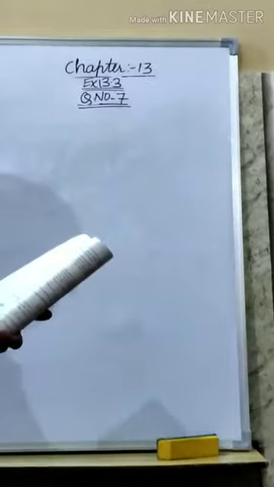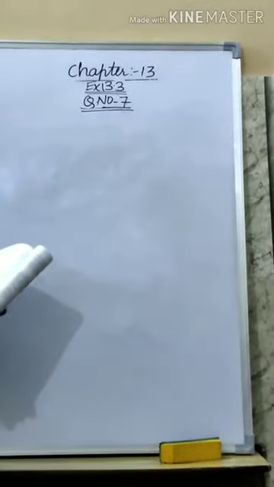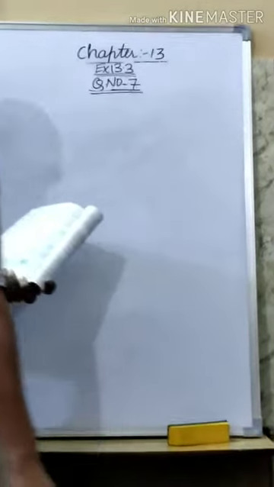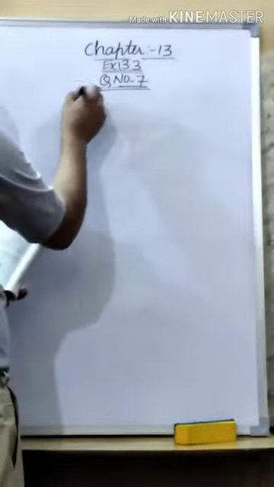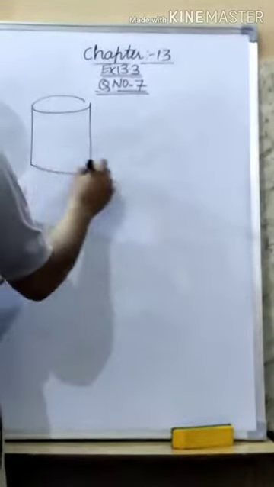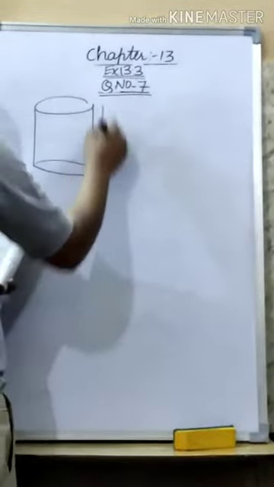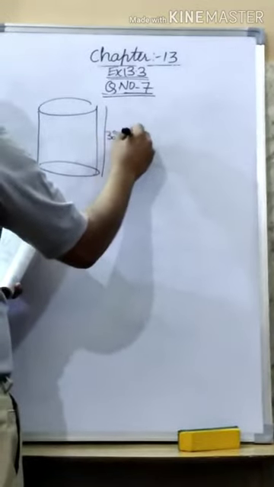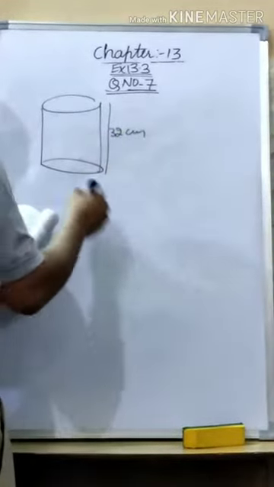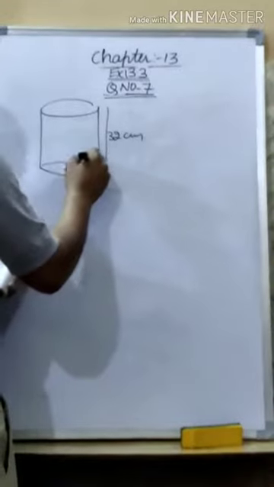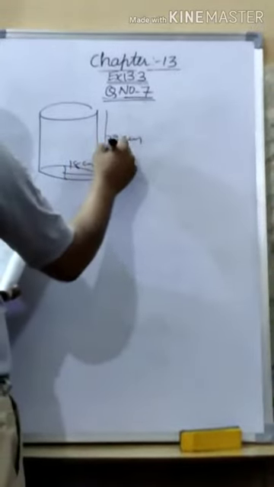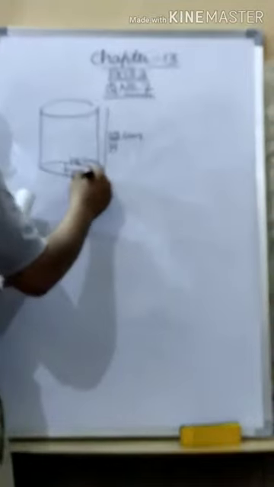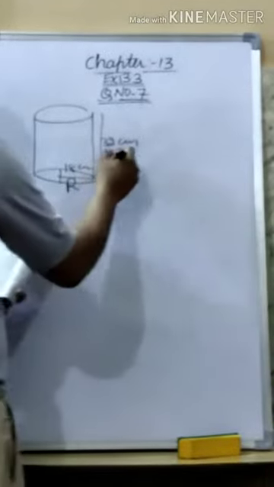A cylindrical bucket whose height is 32 centimeter and radius of base is 18 centimeter. It is filled with sand. This bucket is emptied on the ground.